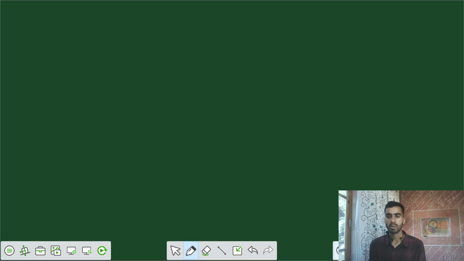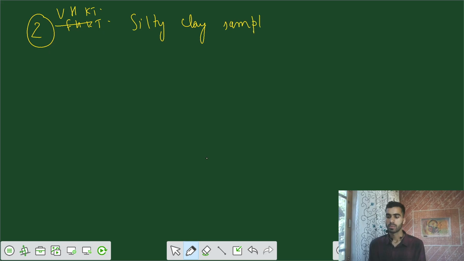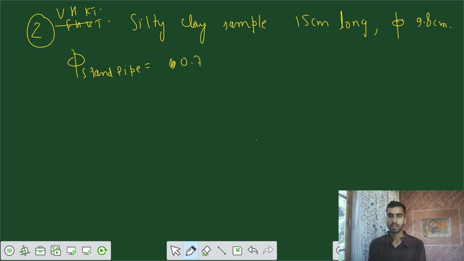Let's go for number 2. Problem number 2 is for the variable head, falling head permeability test. We have a silty clay sample, and the length of that sample, the height of the sample, is 15 centimeters. The diameter of the sample is 9.8 centimeters, and the diameter of the standpipe is 0.75 centimeters, that is, 7.5 millimeters.